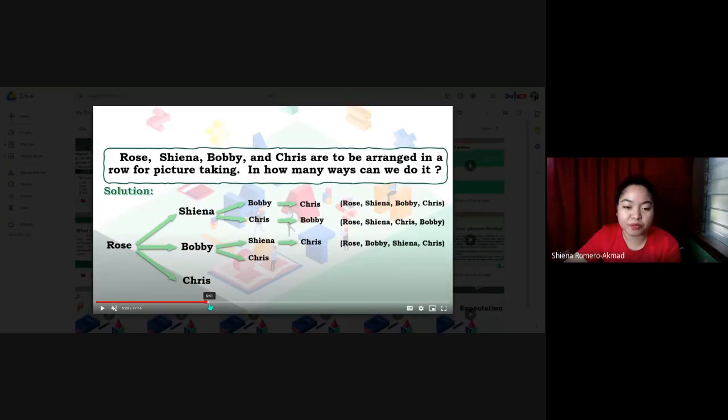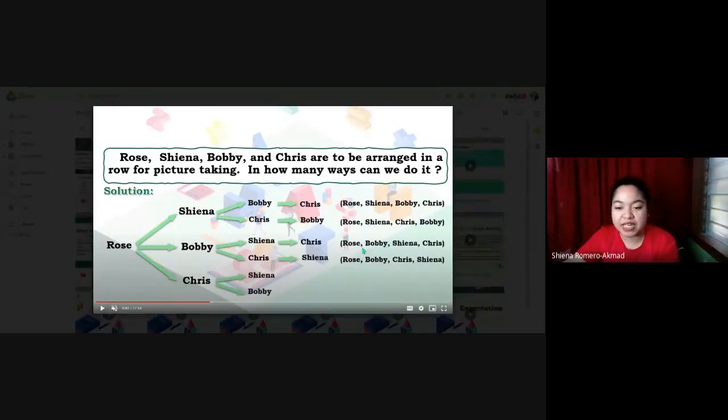Of course, the third position could be Sheena or Chris. And if I choose Sheena, the last position will be filled with Chris. It will give us Rose, Bobby, Sheena, Chris arrangement. And the other one, pwede din namang after ni Chris, Sheena. So that's Rose, Bobby, Chris, Sheena.